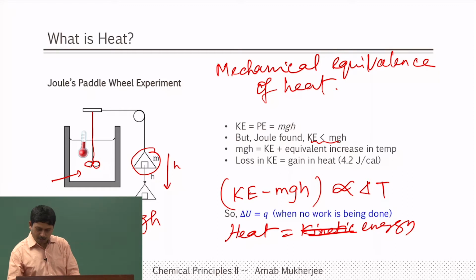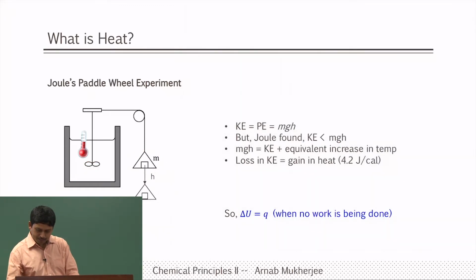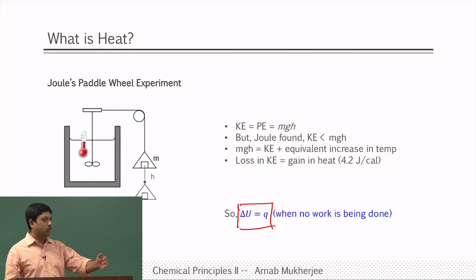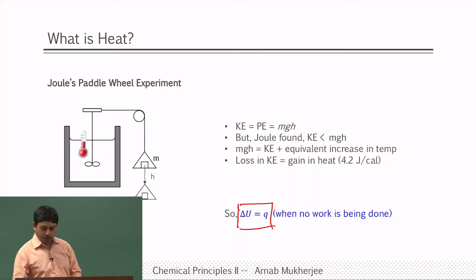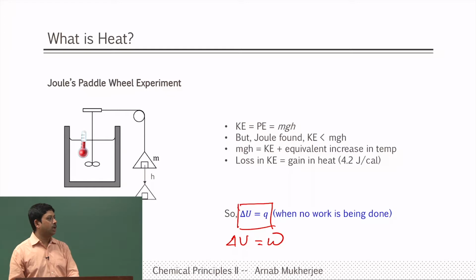Now when we do not do any work, so let us say work is not there, then our internal energy is equal to heat, because the potential energy got converted to heat, there was no work at that point, right. So we saw before that delta U was equal to W, now we see that delta U equals Q.